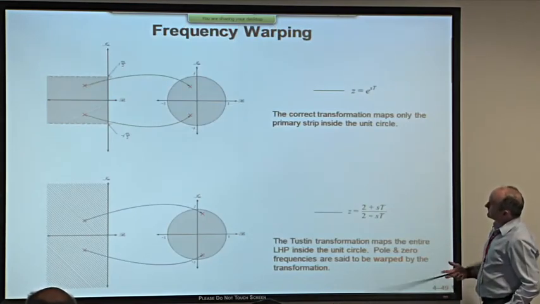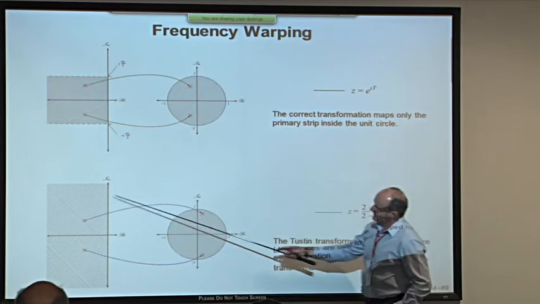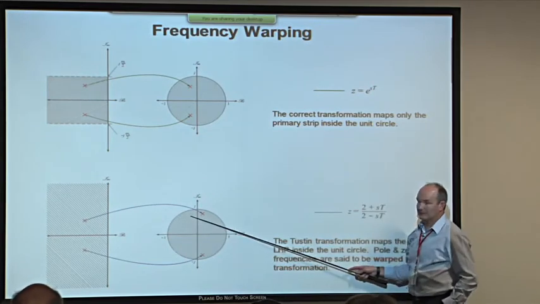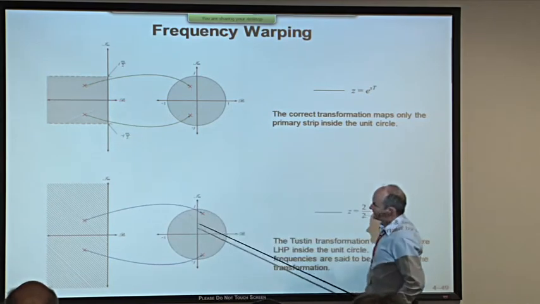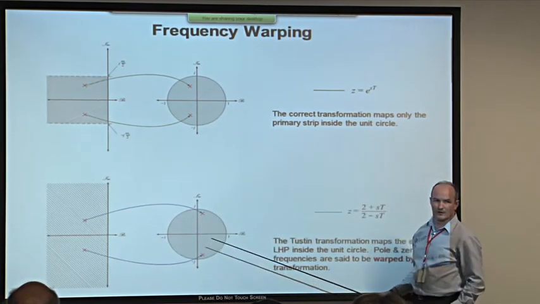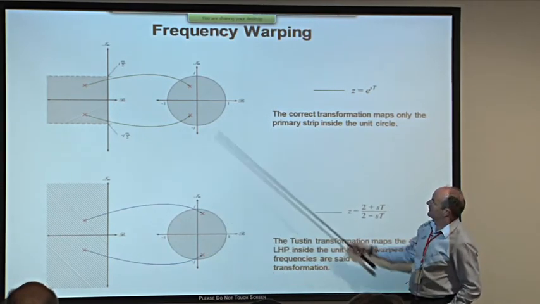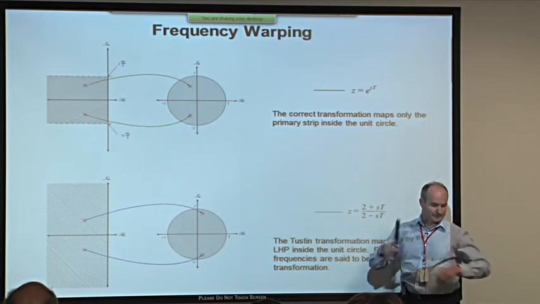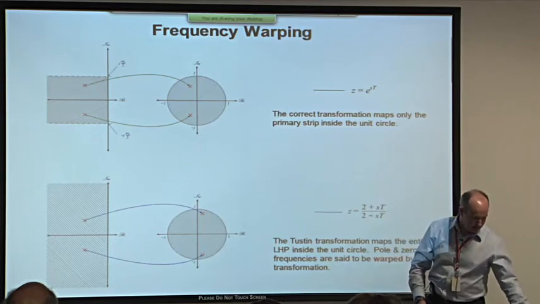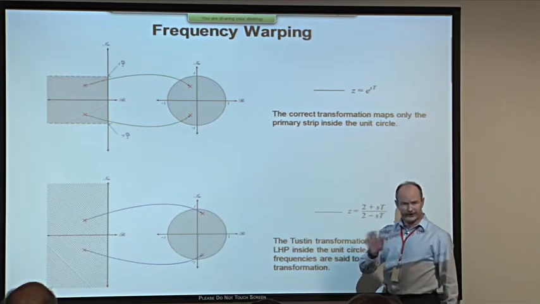What happens is this. Using Tustin, we map the entire left half plane inside the unit circle, and we only wanted the primary strip. So the poles have ended up in places that's not quite right. All right? They're not quite right. But what we can do is apply a technique called pre-warping. And pre-warping is a method which doesn't change the Tustin method.